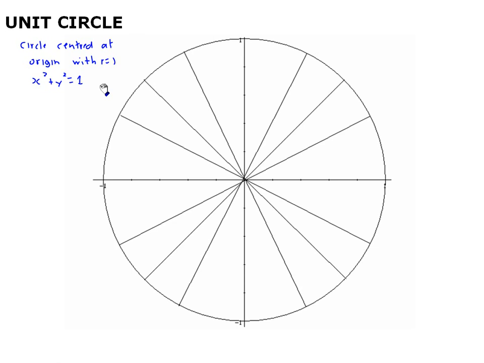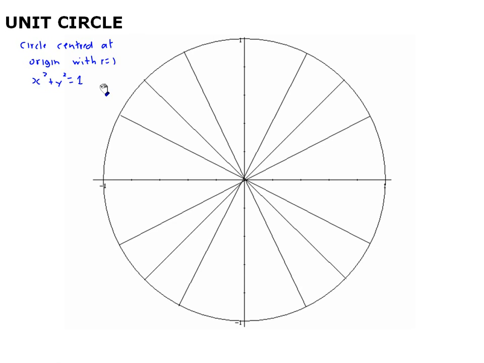The unit circle is a circle centered at origin with r equal to 1. The equation is x squared plus y squared is equal to 1. And the good thing about the unit circle, the many good things, but the one thing first off, here is your circle. I've got some of the angles drawn.